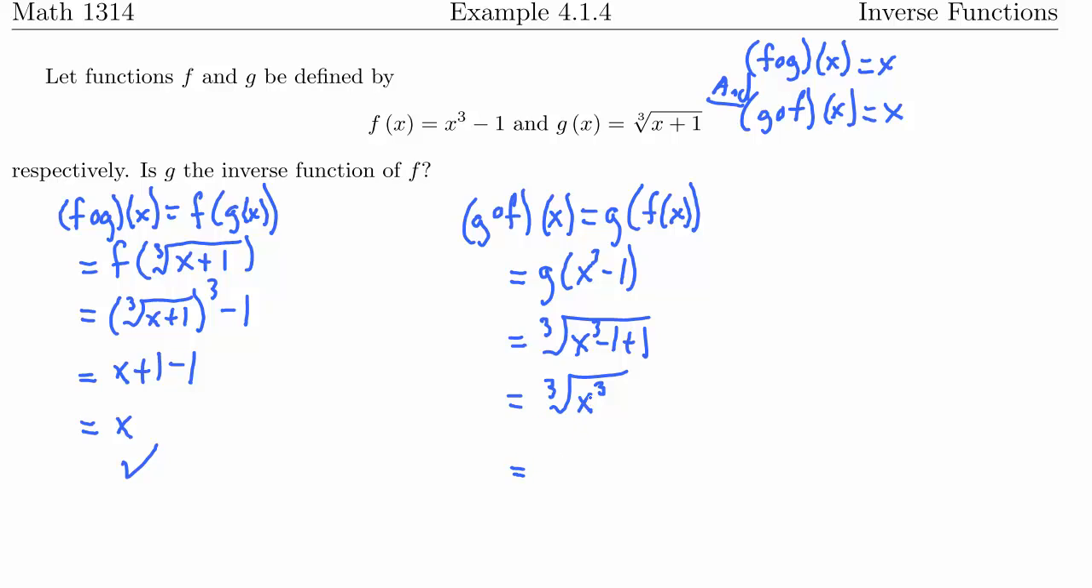Notice because this is an odd degree, I can do this. If it was not an odd degree, I would have to use an absolute value. Because it is odd, the cube root and the cube cancel each other, and you're left simply with x. So g composed of f of x is equal to x, and that checks out as well. Therefore, yes, f of x and g of x are inverses of each other.